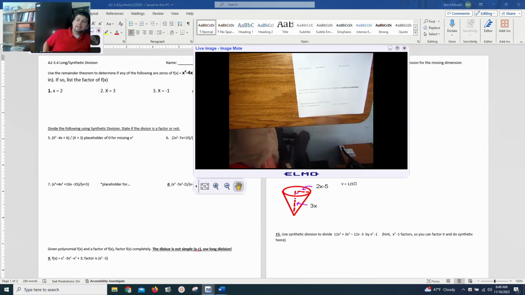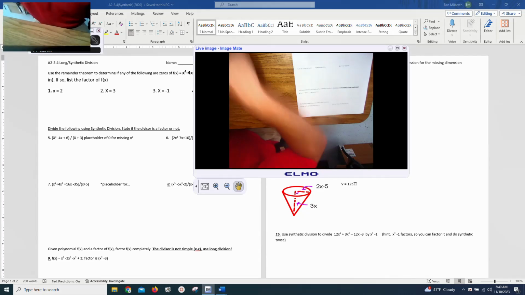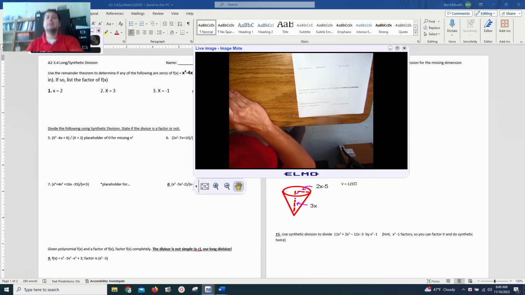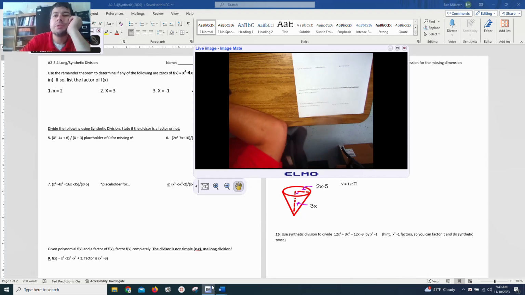All right, we've got synthetic division in front of us today. It's a really simple skill. I wish more kids got it. Synthetic division is supposed to be a skill that 99% of the student body gets because it's just not hard.